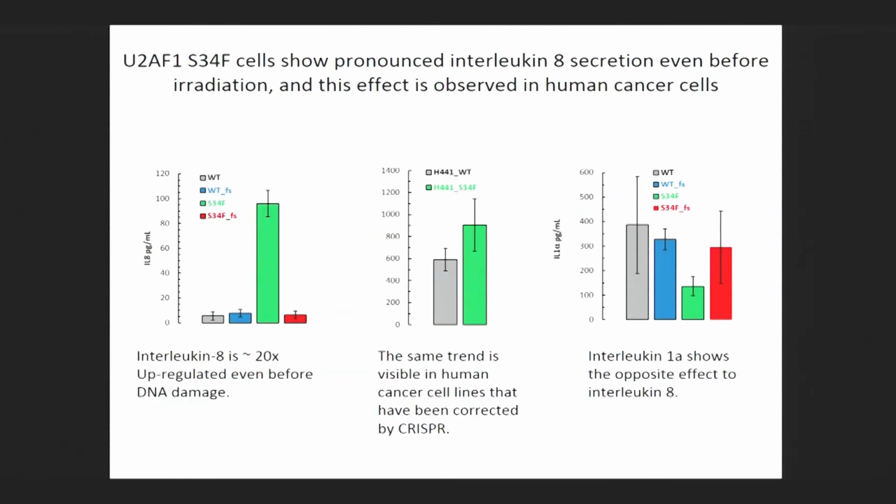Now, if we take human cells, in this case H441 cells, and we take this mutation and we correct it. So this is a human cell line which normally has the S34F mutation, isolated from a patient.